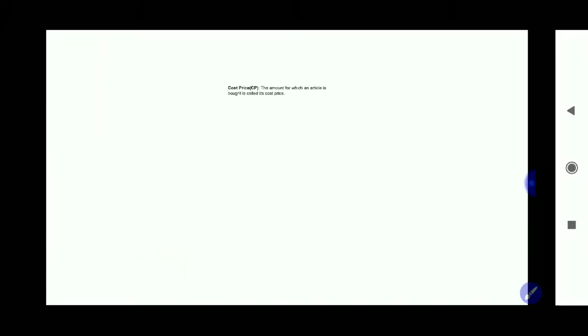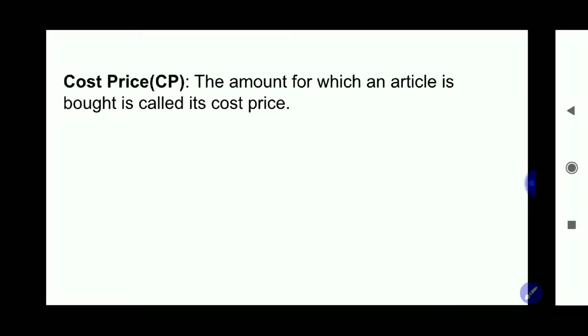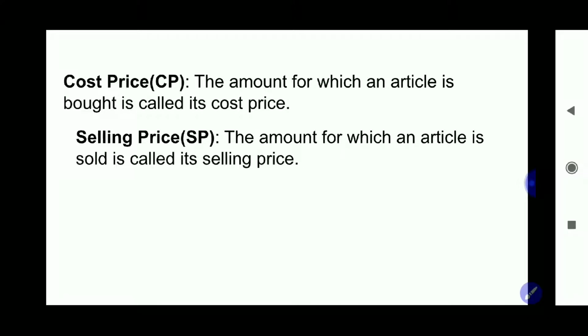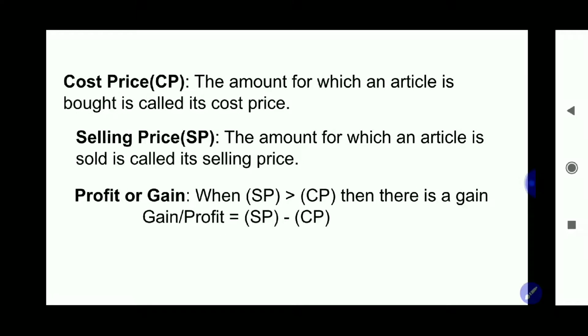Before going into it, let us examine a few terminologies. Cost price. The amount for which an article is bought is called its cost price. It is denoted with CP. Selling price. The amount for which an article is sold is called its selling price, denoted with SP.